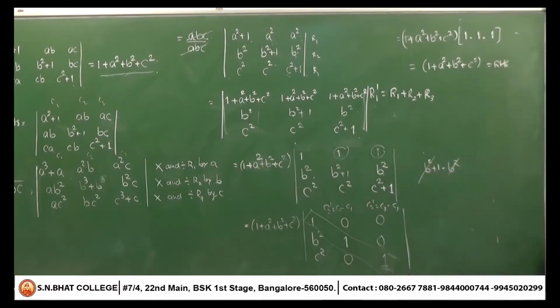One compulsory question for 4 marks. Question number 49A in part E, 49B. 4 marks question. Determinants.